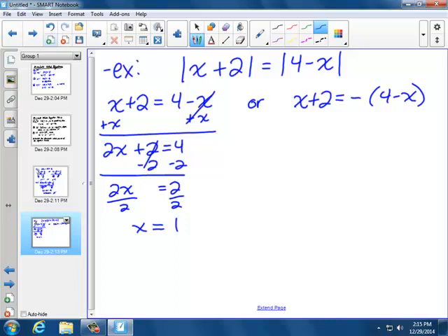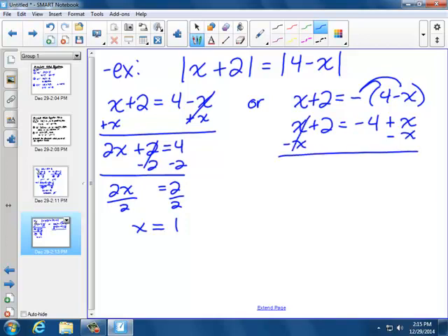Okay, now on the other side, let me distribute this minus sign first. Minus 4 plus x. Let's get that minus to both parts. So minus 4 plus x. Now I'm going to subtract x on both sides. And 2 equals negative 4. Okay, that part doesn't have a solution. Just like regular solving equations, when the x's drop out and you get two numbers that are not equal to each other, no solution. So I only have one answer. Only x equals 1 is true for this one.